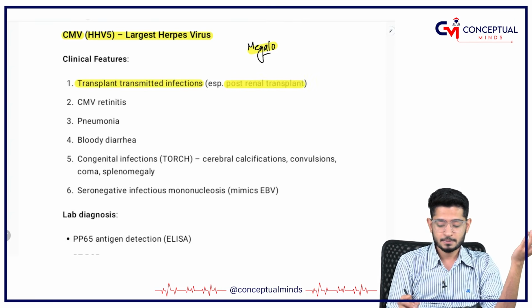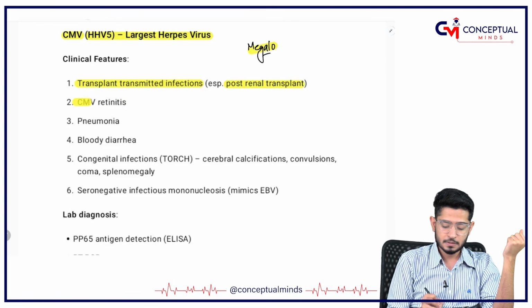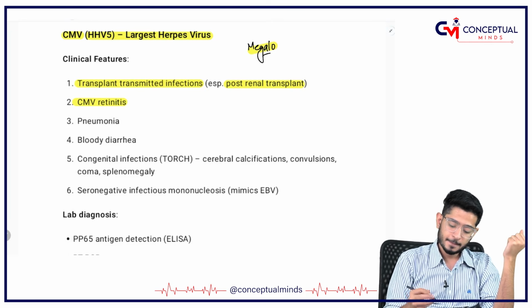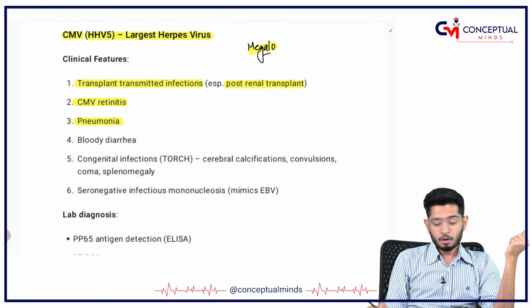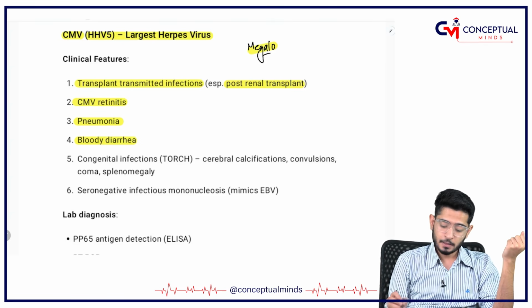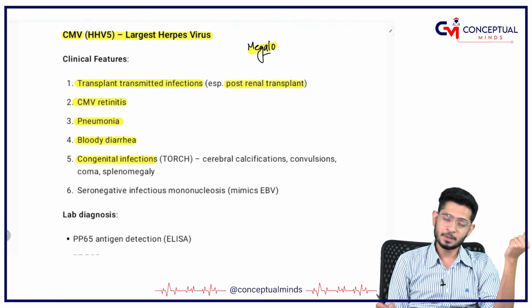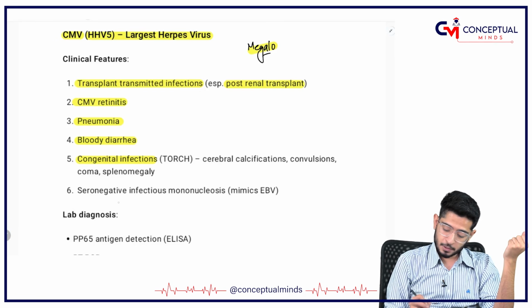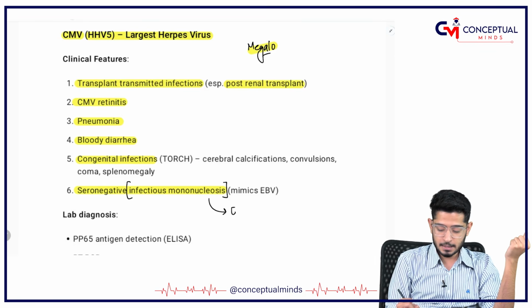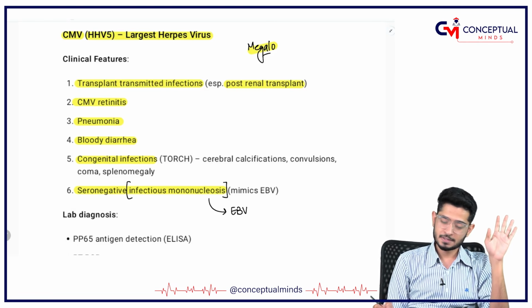Just like post-renal transplant, you have this infection. CMV is known to cause retinitis also, it can go in the eyes as well. Then it can cause pneumonia, it can cause bloody diarrhea also. Then it is responsible for causing the congenital infection as well, and it is responsible for causing the seronegative infectious mononucleosis. Although infectious mononucleosis is caused by EBV, and when we discuss EBV, I will teach you in detail, but as of now you have to remember this.